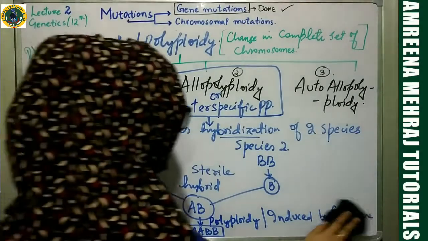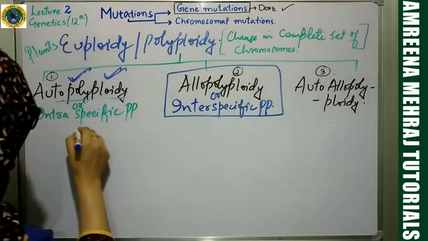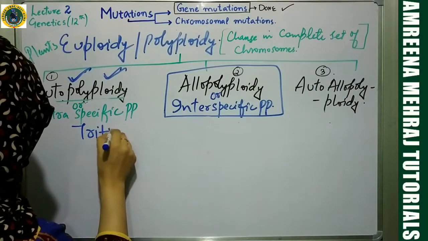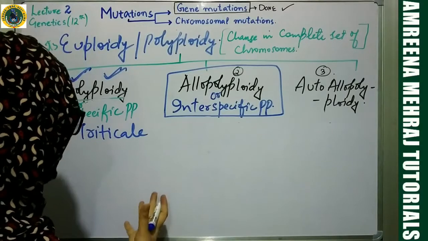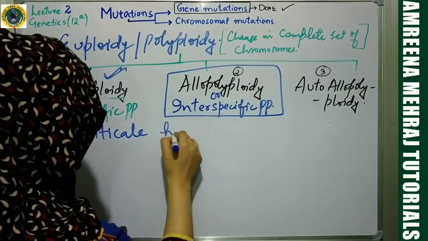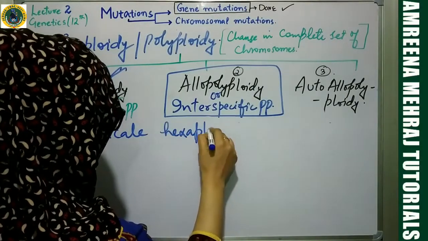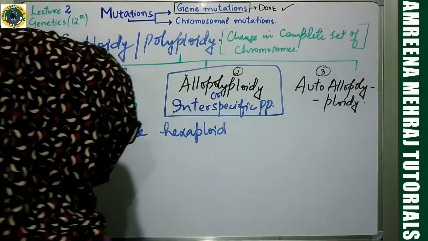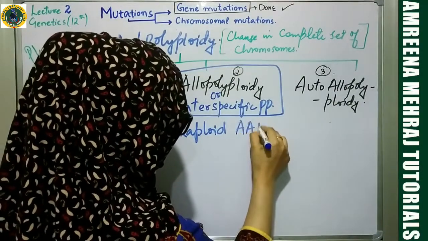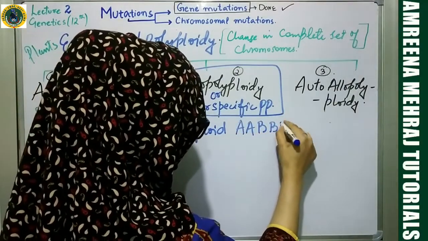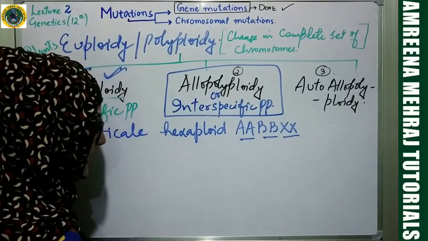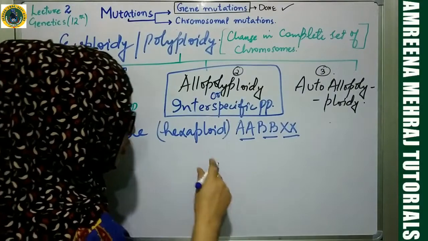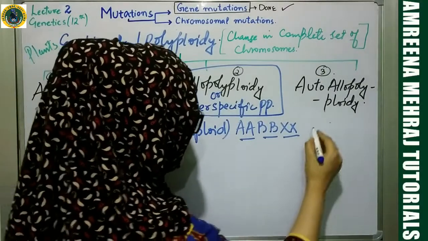Let me give you example for them. You might have heard about triticale. Triticale is an example of an allo. It's a hexaploid. Okay, it's a hexaploid. Its genomic condition is something like AA, BB, XX. So it has how many sets of genomes? 3. Okay, A, B, and X.